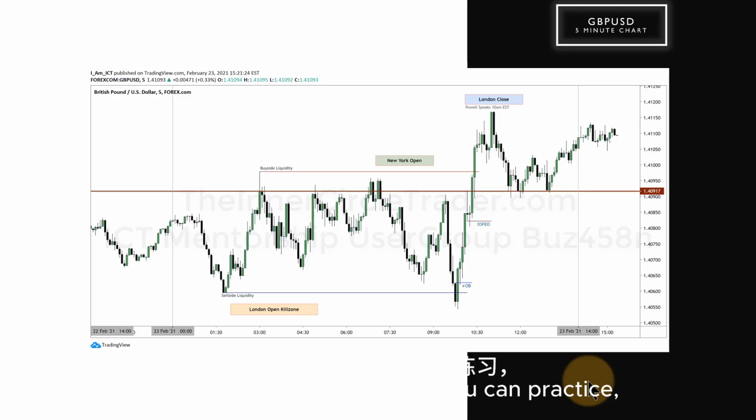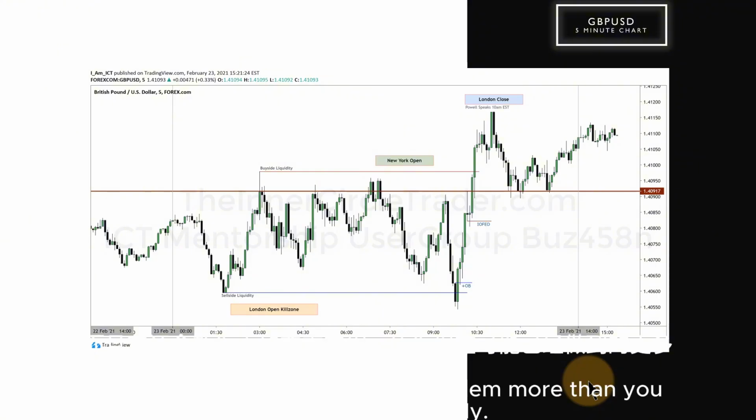FOMC is another day where you can practice, try to get a read on liquidity, but it's not meant for you to go in and say, I'm going to trade because this is high probability. It's not, but it's something that you need to study so that way you understand the impacts of these environments.